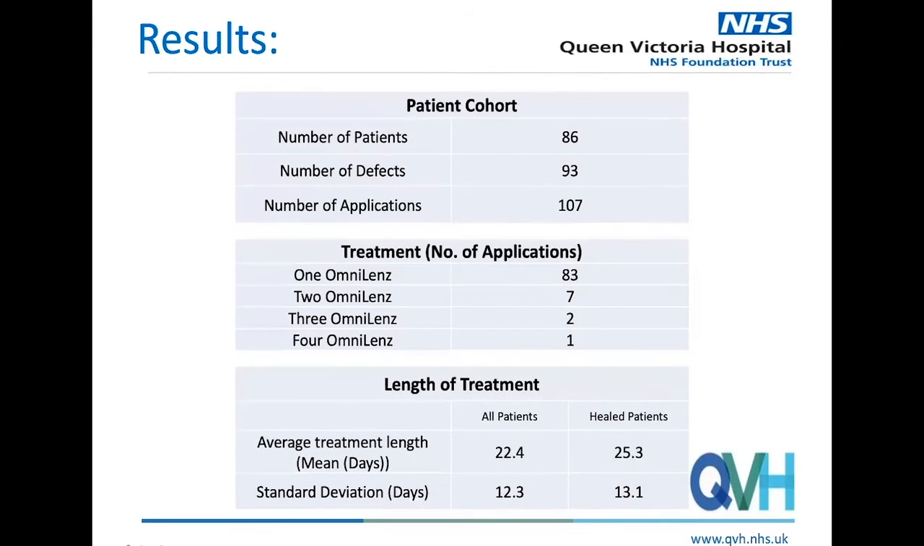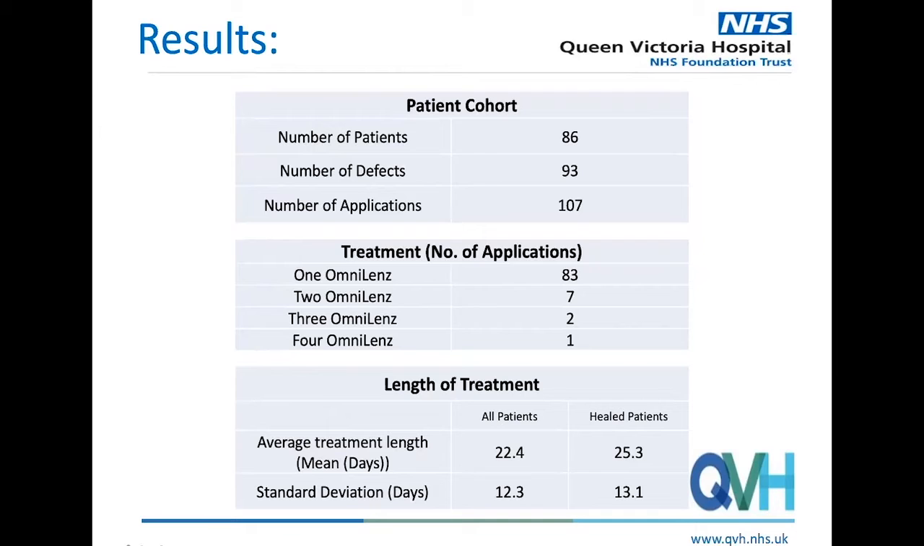So looking at the demographics, we had 86 patients which we recruited, and the number of defects we treated were 93. This signifies the complex case mix of patients which we were treating, and a number of them, because of their background etiologies, tend to develop multiple epithelial defects over a period of time. So every epithelial defect was treated as a new one. Number of applications were 107.